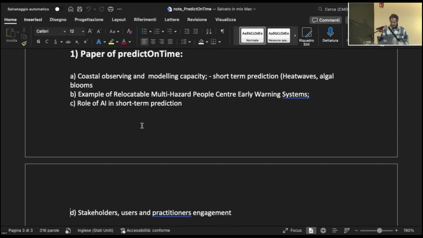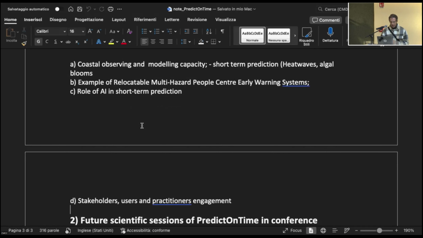And finally, given that the problem of predictions is not just about science, but it is also about people, it is also about protecting assets and lives, it is right to involve more and more stakeholders and users in this kind of research, and to foster the engagement with third parties.